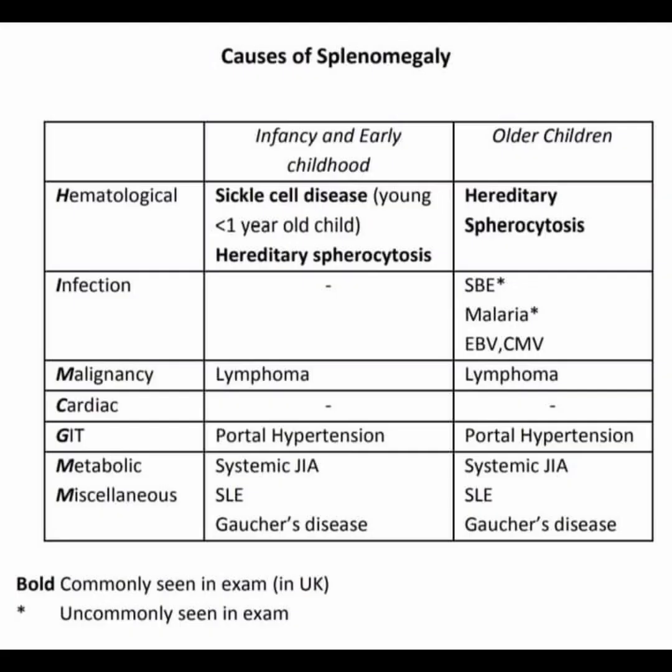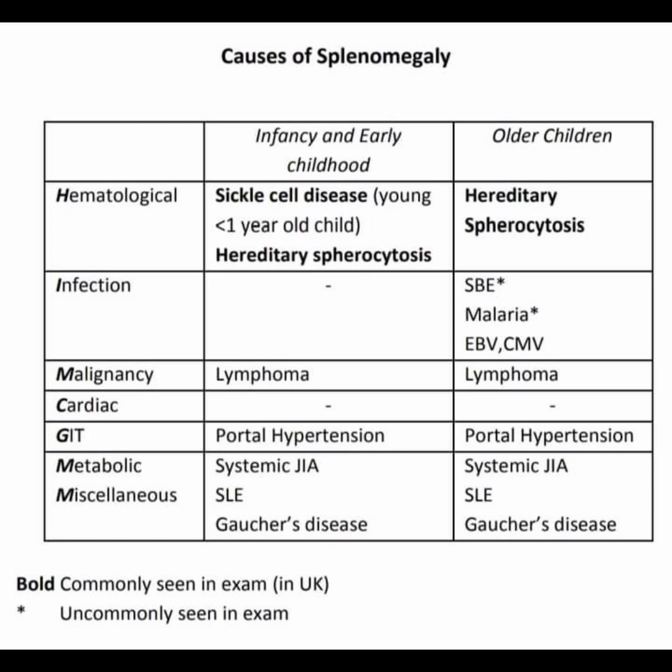Causes of splenomegaly. Again, age is infancy and early childhood, and older childhood. So, infancy and early childhood splenomegaly causes are sickle cell disease, that is in a very young child, less than 1 year old, and hereditary spherocytosis, lymphoma, portal hypertension, systemic onset of JIA, SLE, and Gaucher's disease. These are the causes of splenomegaly in infancy and early childhood.